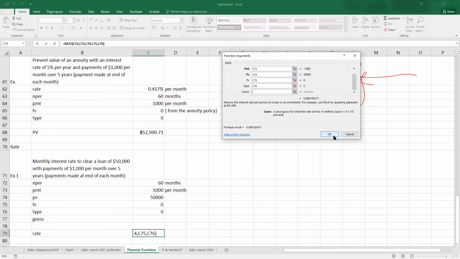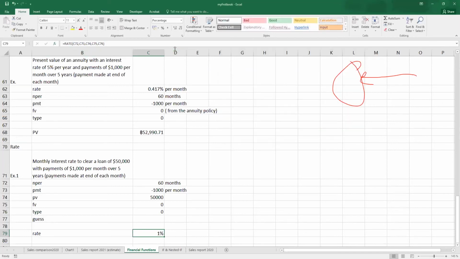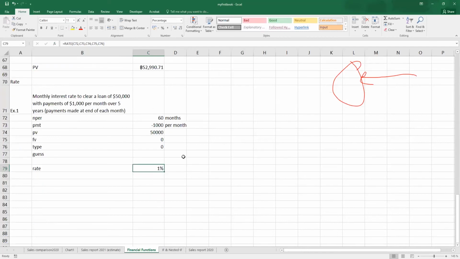Okay, if I click OK, you can see that this cell is rounded to be 1, but actually it's not. I'll increase the number of decimal points here, just 3 decimal points. When I increase the decimal points, it returns the rate as 0.618, 0.618% per watt. The percentage here is the percent per month.